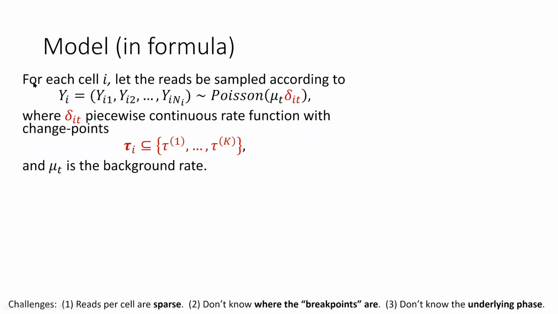Our model is that for each cell I, the reads are sampled according to a Poisson process with a background rate of mu t, and a delta IT, which is piecewise continuous, a multiplying factor denoting whether there's a copy number change there. This has change points tau I, which belong to a set of change points that are shared across cells. They're shared across cells because the cells evolve according to the same evolution, so they tend to have breakpoints at locations that are shared by some ancestor in their evolutionary process.